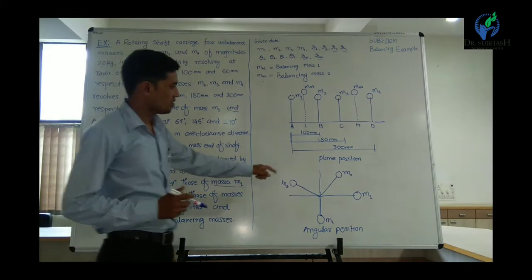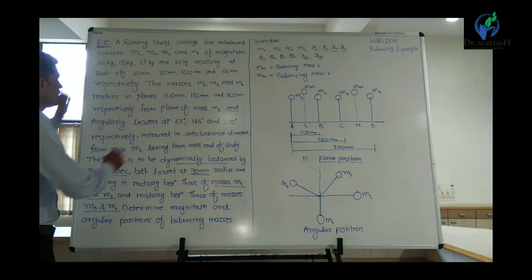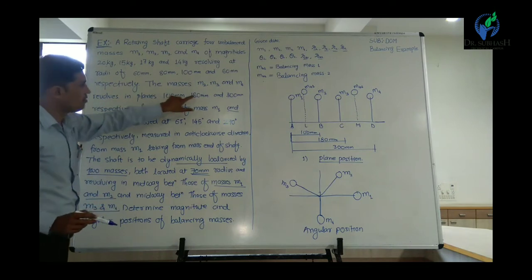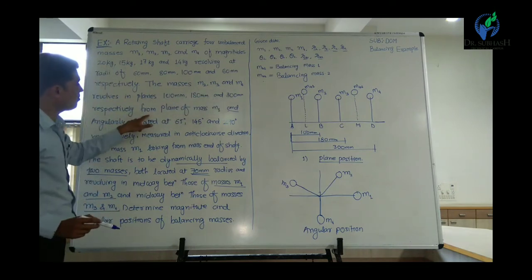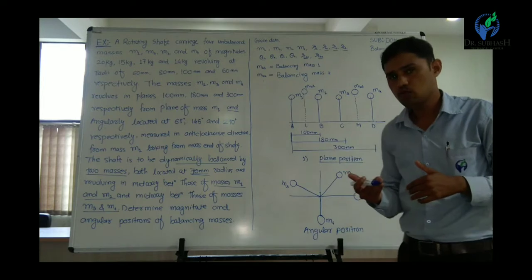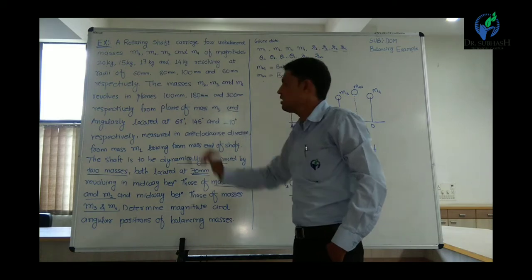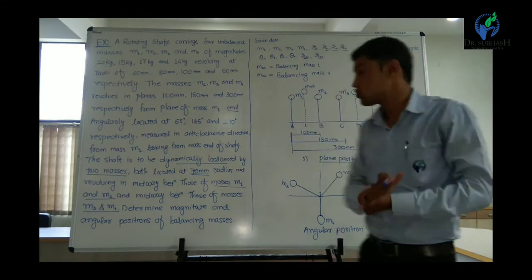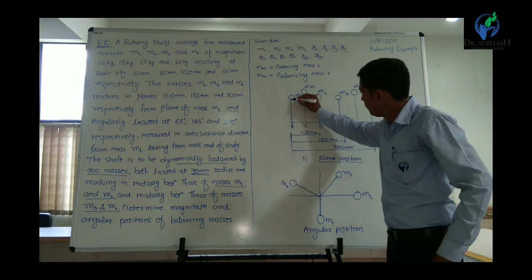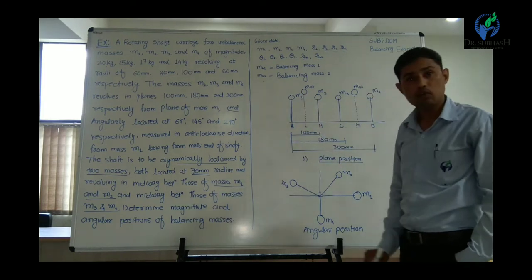The first step is the plane position. The masses M2, M3 and M4 revolve in planes 100 mm, 180 mm and 300 mm respectively from the plane of mass M1. First of all we draw our shaft, and we locate the position of mass M1. Let us consider that mass M1 is rotating in plane A, so this is the plane of mass M1.